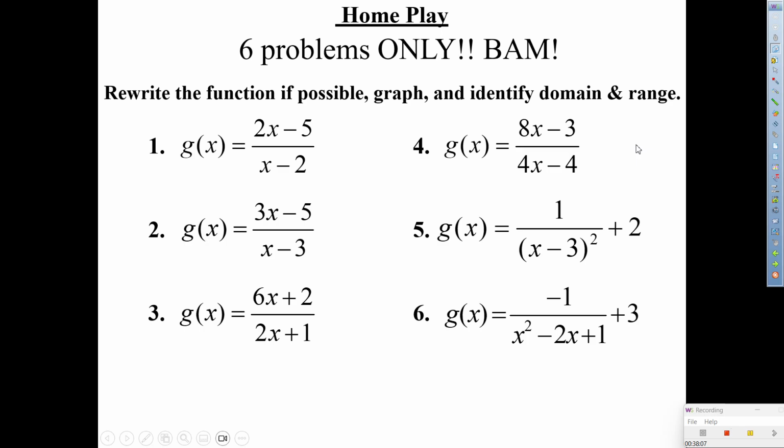So now, look at the assignment for tonight. Is there anything up there that we did not cover? Look at it. No, pretty much everything, right? So that's going to be for tonight's home play.